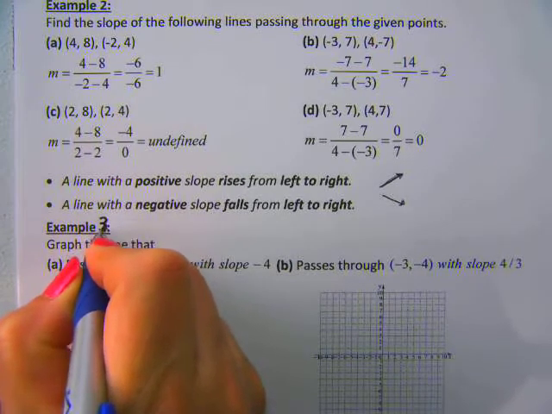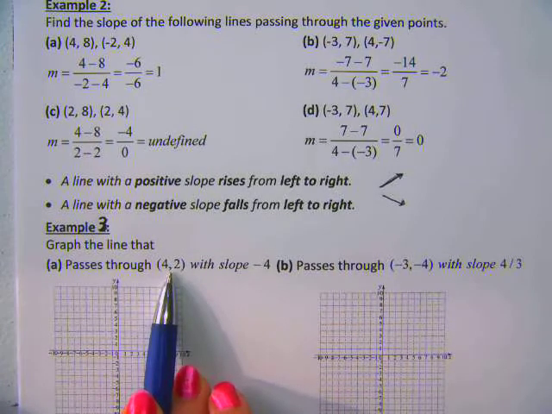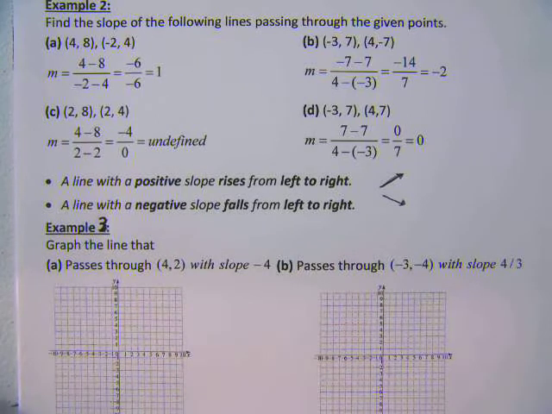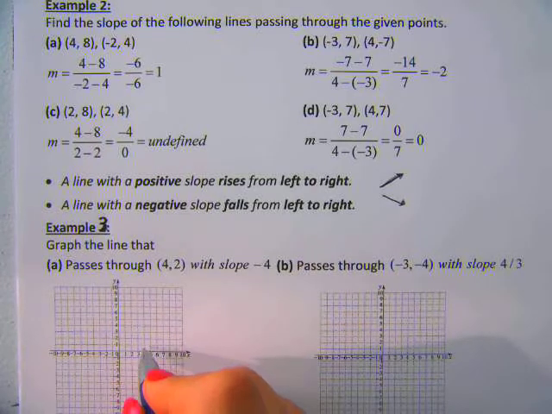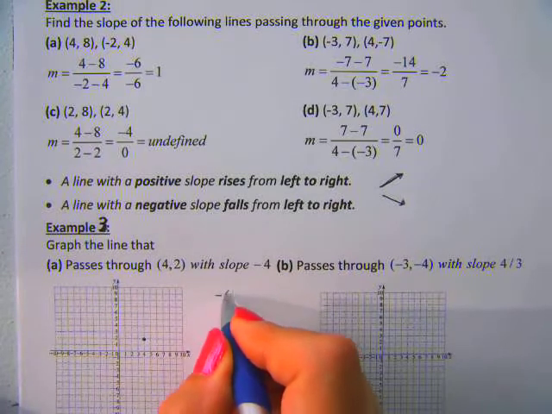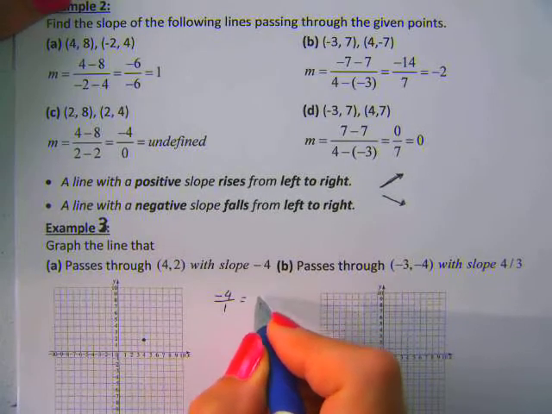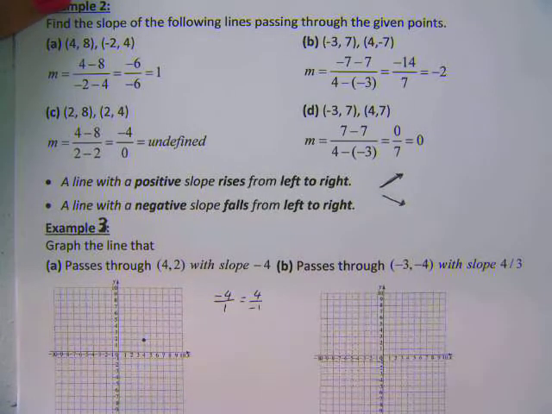Okay, so graph the line that passes through the point 4, 2 with slope -4. So how are we going to do that? Let's see, you go to that point which is 4 and 2. Now the slope is -4, and we said rise over run. So -4 could be written as -4 over 1. It can be written as 4 over -1. So you know that when it's negative, it could be in the numerator or the denominator. Why does it matter? Because we want to see the change in y over the change in x.